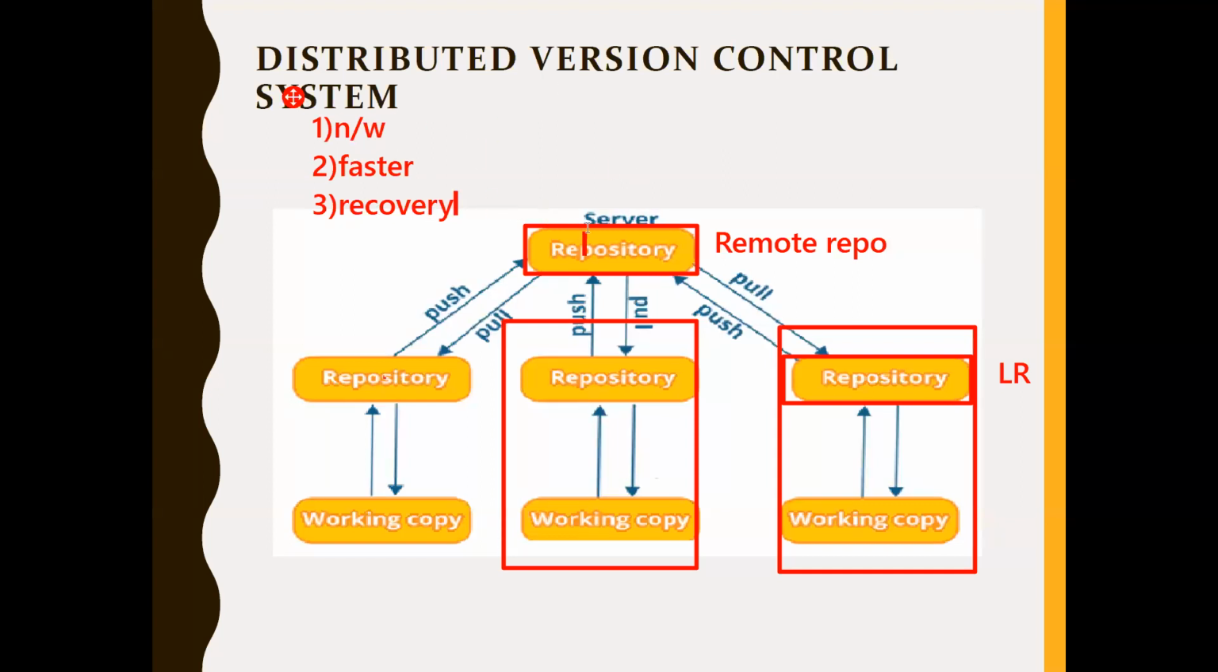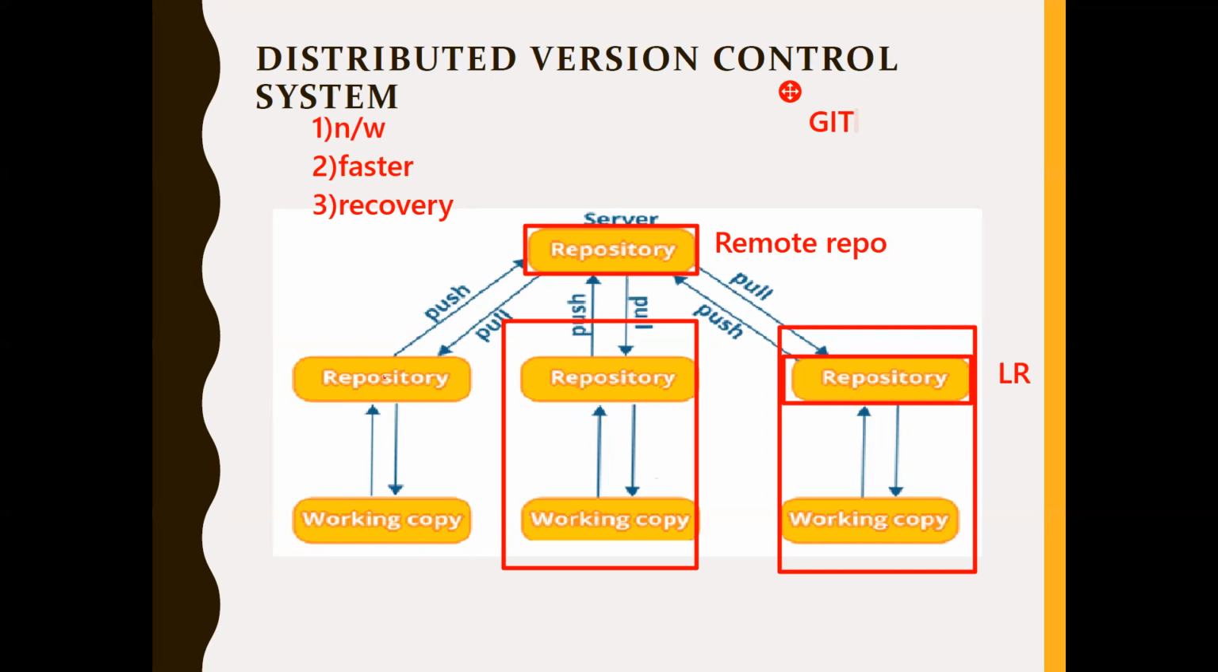So these are the advantages of a distributed version control system. Particularly in the modern DevOps approach, we use this distributed version control system, and Git is a distributed version control system. And here, before your changes go to remote, it's like 3 steps.